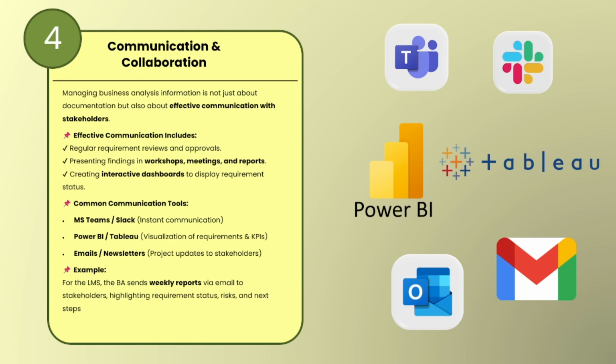Then the next is communication and collaboration. Well, managing business analysis information is not just about documentation but also about effective communication with the stakeholders. Well, this is very interesting and important as well. What exactly this means is that it's not just about writing things down. We also need to make sure the right people understand what's going on. Good communication keeps everyone aligned and avoids surprises later.